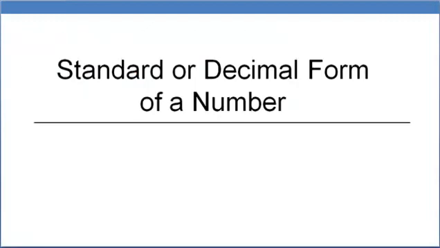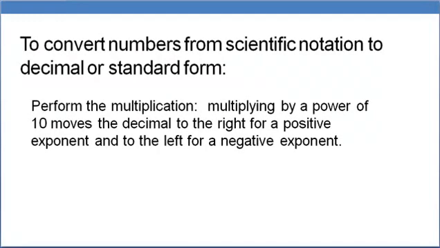Standard or decimal form of a number. To convert numbers from scientific notation to decimal or standard form, you will perform the multiplication. Multiplying by a power of 10 moves the decimal to the right for a positive exponent and to the left for a negative exponent.